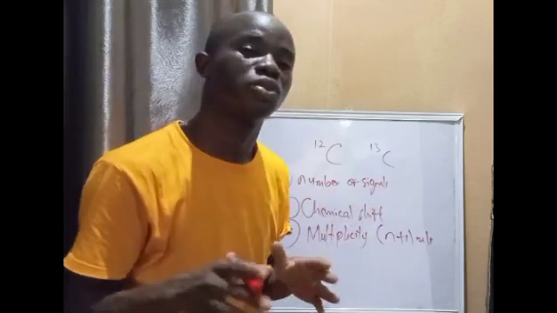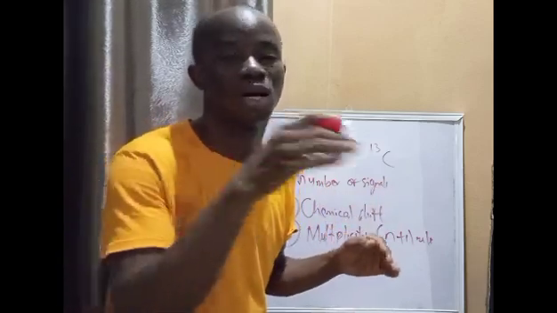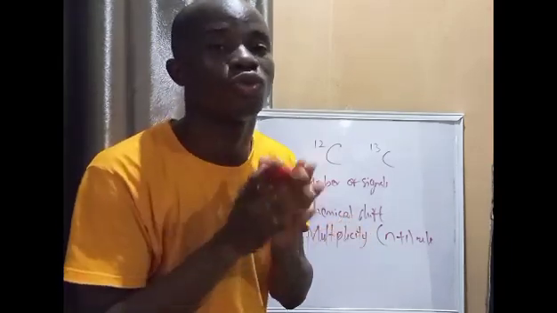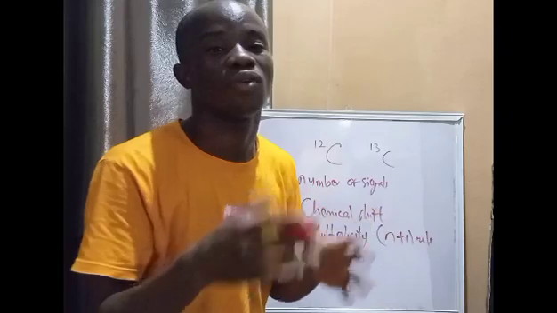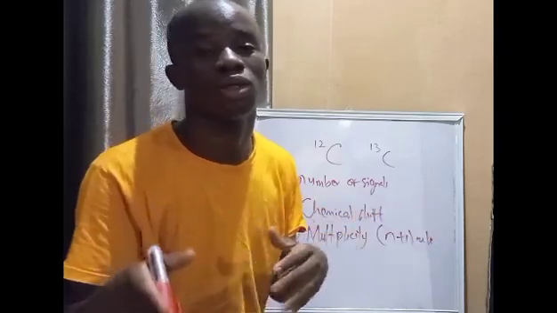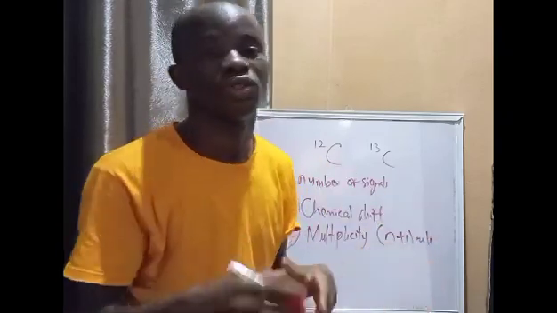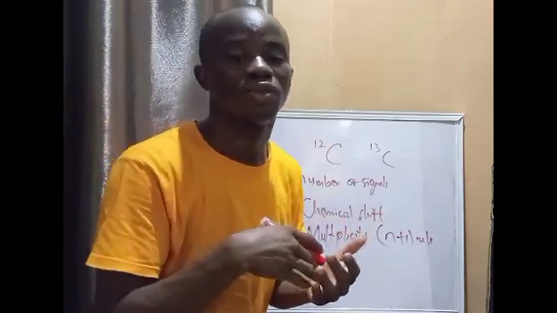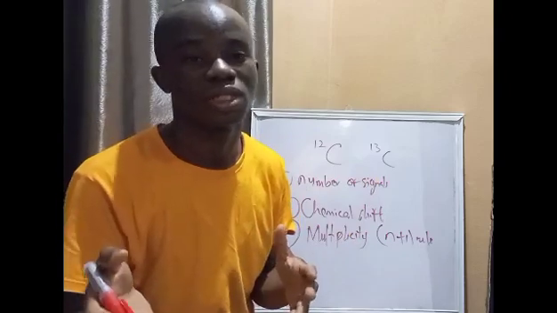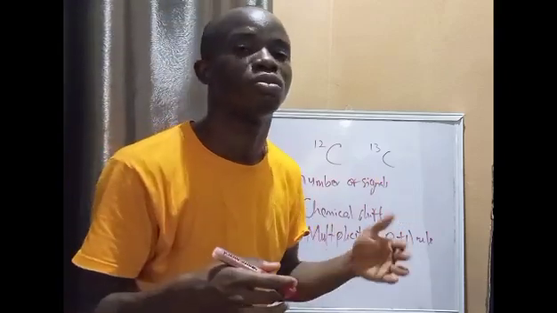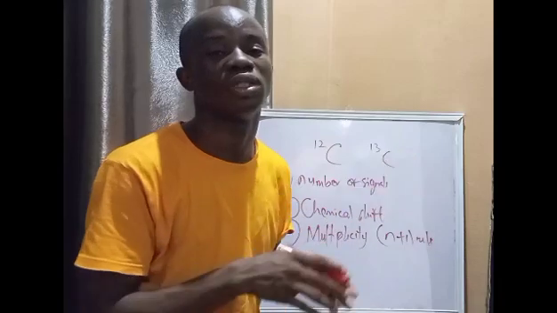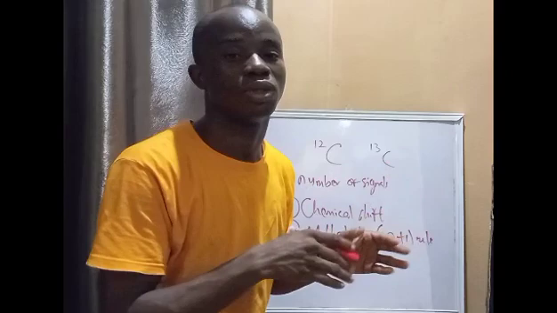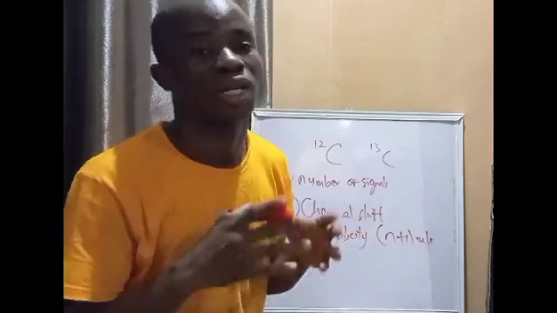So in determining multiplicity, you must first identify the adjacent carbon to the carbon carrying the hydrogen that is responsible for a particular signal. After you have identified the number of hydrogens on the adjacent carbon, you add 1 to them, and that gives you the multiplicity. And you can go in the reverse direction where you know the multiplicity and you use it to get the number of hydrogens on the adjacent carbon atom to a particular carbon carrying the hydrogens that are responsible for a particular signal.